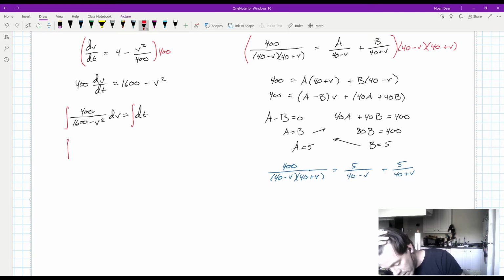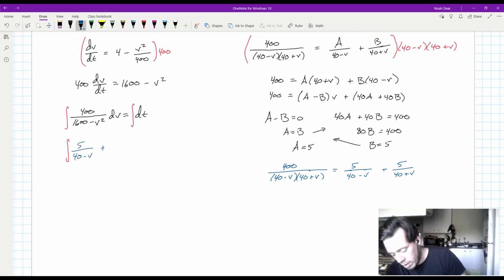So we'll have now the integral of 5 over 40 minus v plus 5 over 40 plus v dv equals, the right side we can take the integral already. This is going to be t plus some constant.